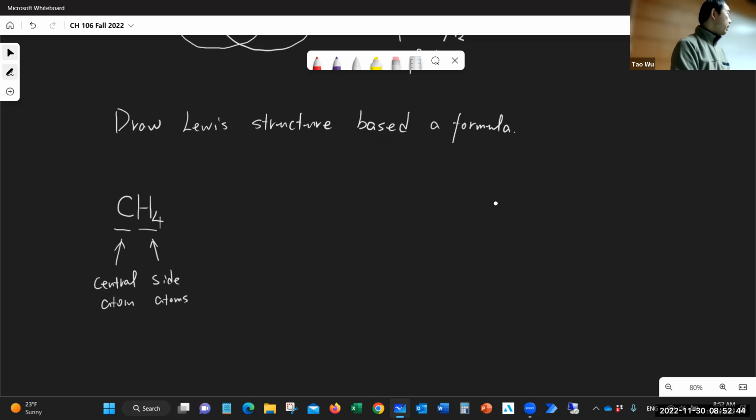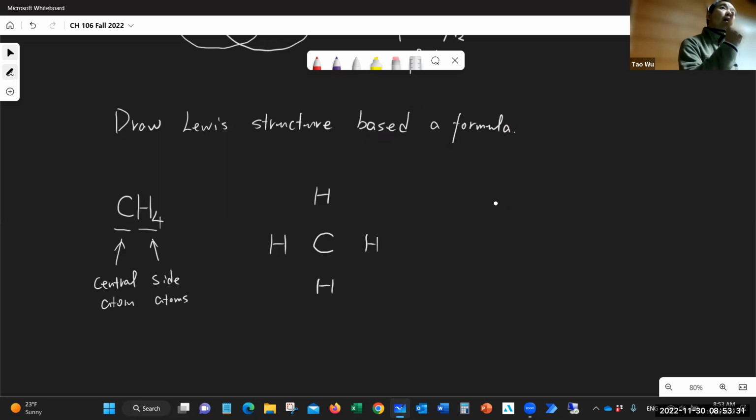So when you recognize this, you know that when we draw this, you need to draw a big structure. You put carbon, which is the central atom, in the center, and then you put the hydrogens on the side. Since we have four hydrogens, you put four hydrogens on the side. And the next part is you need to count how many valence electrons in total for the whole compound. How do we count the valence electrons? You need to count how many valence electrons for the carbon and for the hydrogen.